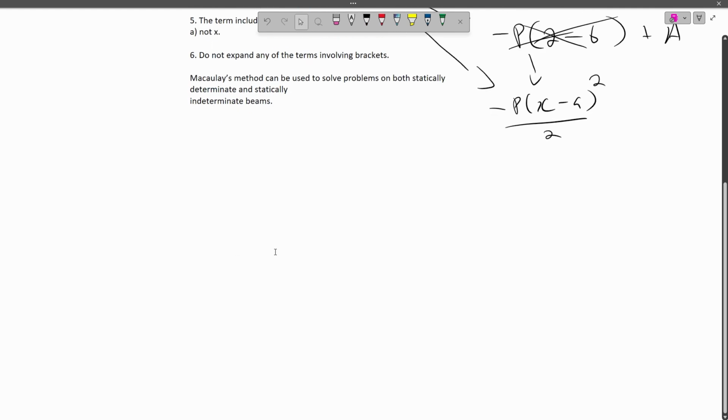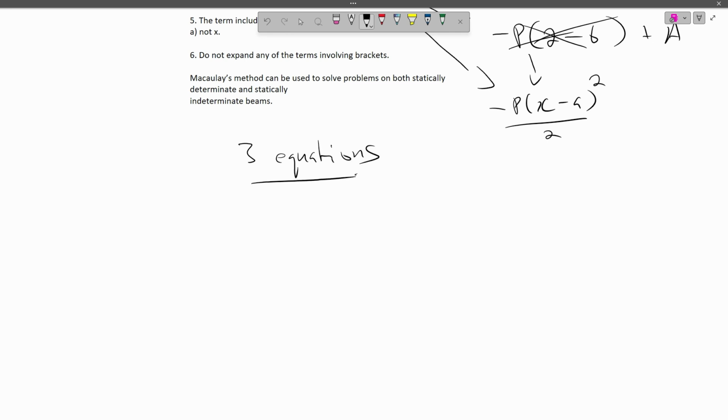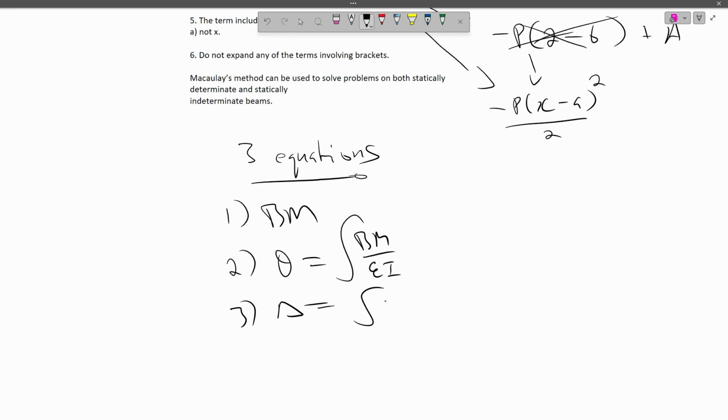Now, for Macaulay method, we're going to use 3 equations. The first equation is going to be our bending moment equation. The second one is going to be our slope equation, which is the integration of our bending moment equation divided by EI. The third equation is going to be our deflection equation, which is the integration of our slope equation divided by EI.